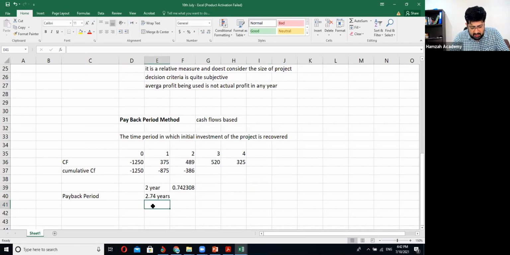You can write in another way, 2 years and how many months? Equal to 386 divided by 520 multiplied by the number of months, 12. In 1 year, there are 12 months. So 2 years and 9 months.